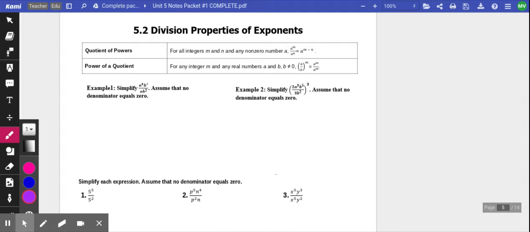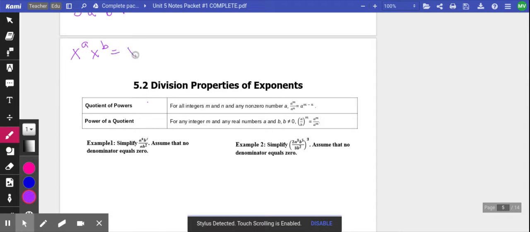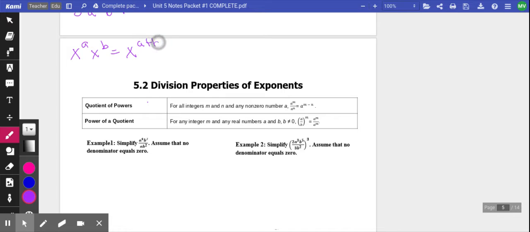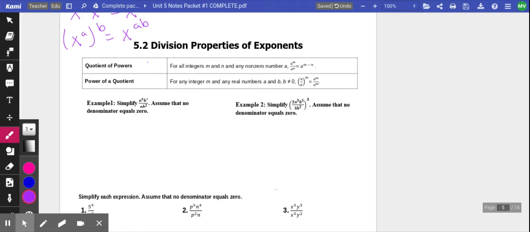Okay, so remember we learned yesterday two rules. When we're multiplying, x to the a times x to the b is equal to x to the a plus b, and x to the a to the b is equal to x to the ab. We also learned that when we're doing a power to a power, if there's more than one inside the parentheses, you multiply all the exponents of each base.